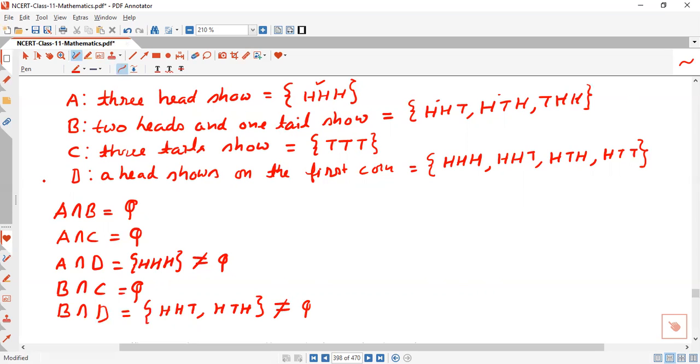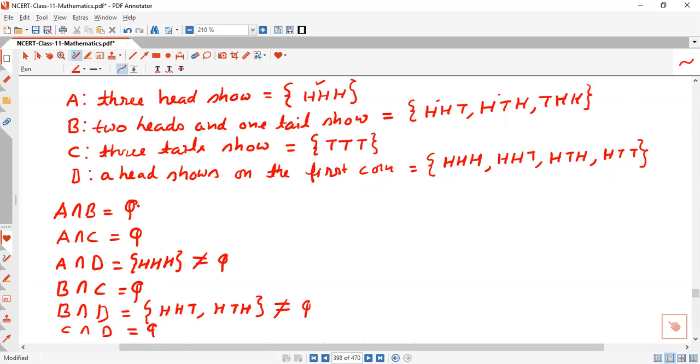The other one we can say is C intersection D. In C we have only the TTT element, and in D no TTT element is there. Nothing is common. It's also phi.